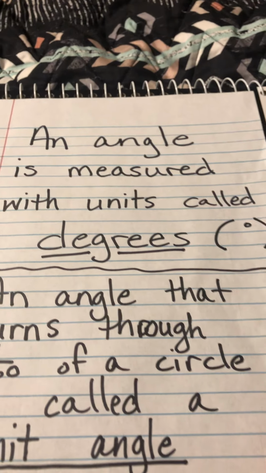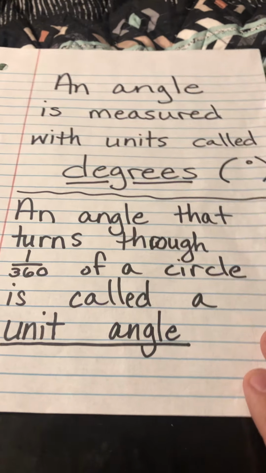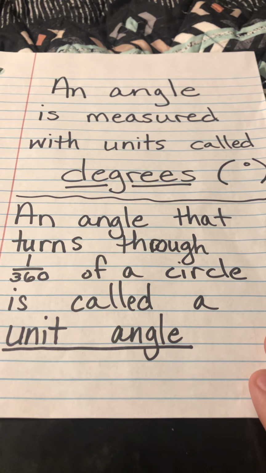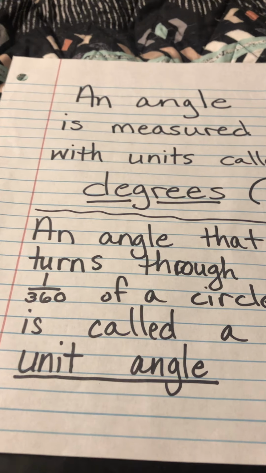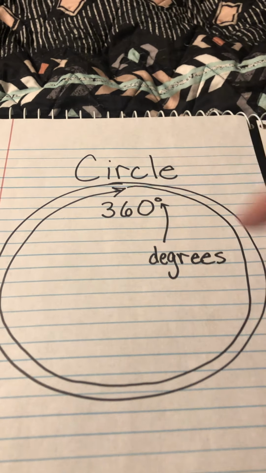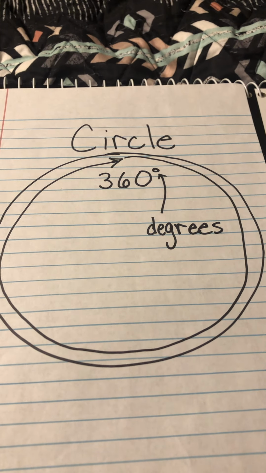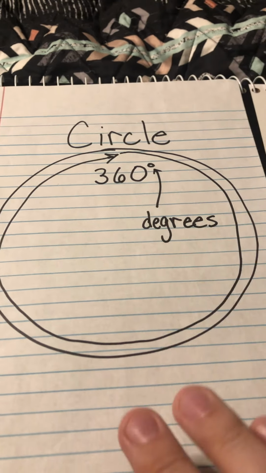We're going to continue on with our lesson that we've been working on with angles. We know that an angle is measured with units called degrees. That's what we learned the other day. And a unit angle is an angle that turns through 1/360th of a circle. We know that. We know that a degree, there are 360 of them in a circle. Every circle has 360 degrees. And that's how we measure the angles inside of a circle.